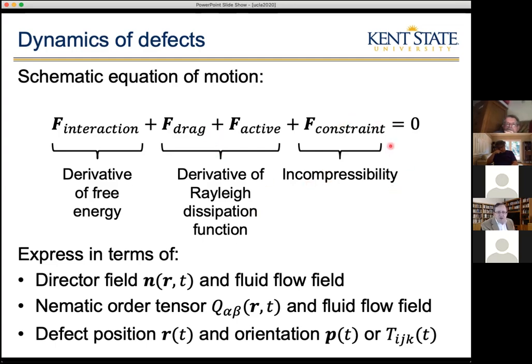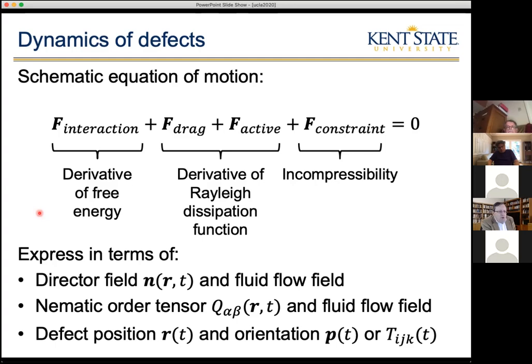Incompressibility gives a constraint, okay? That's a constraint that has to go in here through the method of Lagrange multipliers. Then once we do that, we can express the equations of motion by writing all these forces in terms of the director and the flow field, or the order tensor and the flow field.